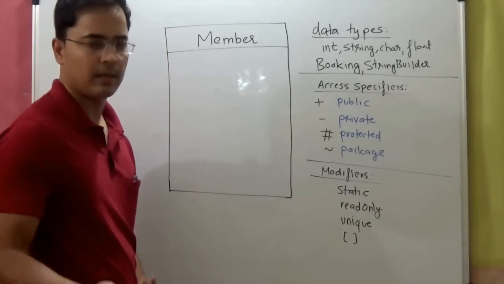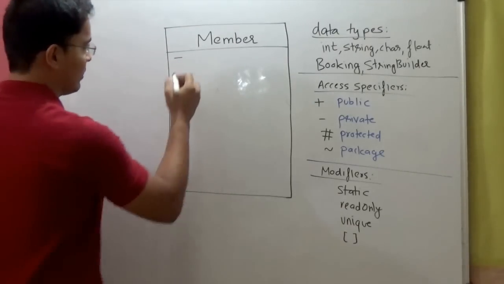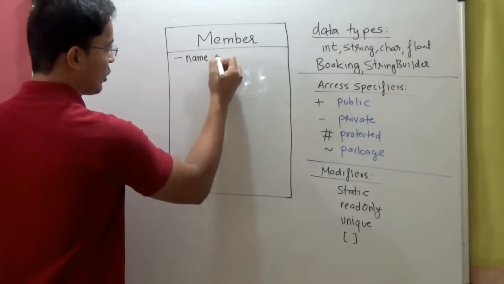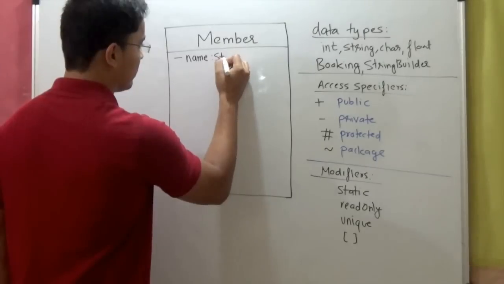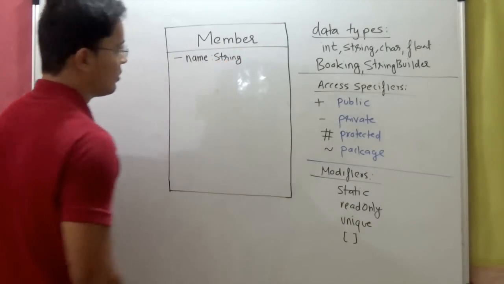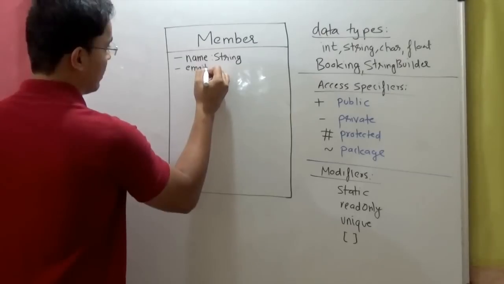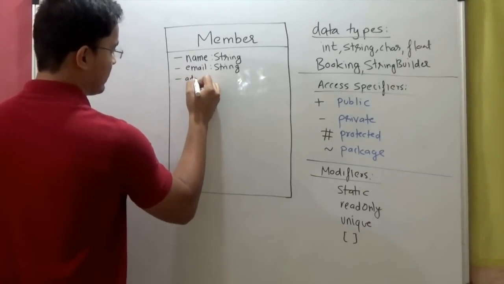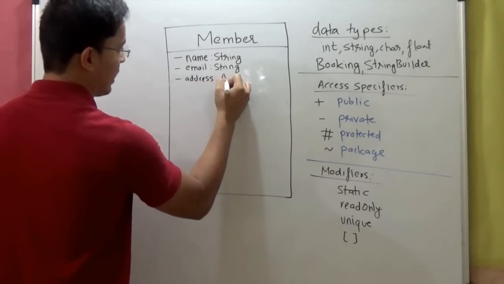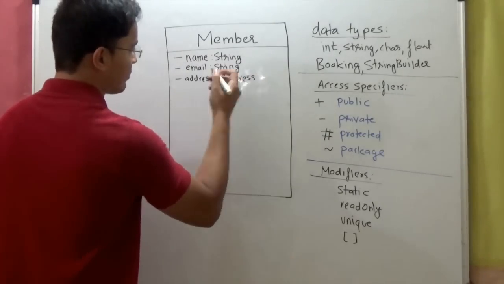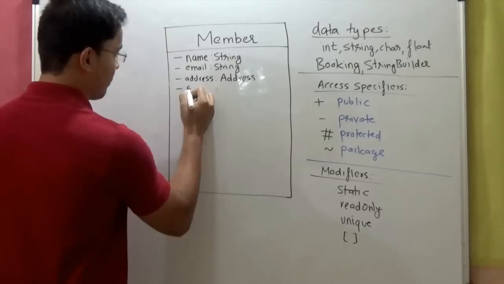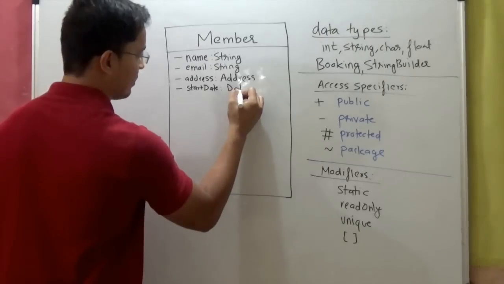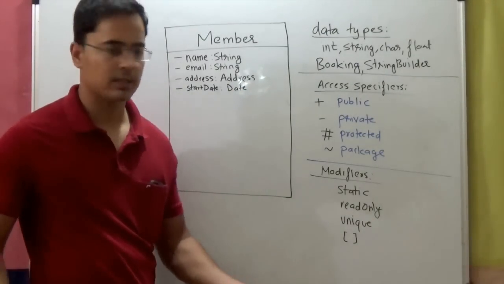My first data member, I'll declare it as private. I'll say name of the member. For the data type, you have to say colon. Data type will be string, right? This is how you denote your data member. I'll again say private. It will again be of type string. Private, address, name of the variable, of type address, where address will be a class which we can write separately. Private, let's say start date, of type date, right? Date is a class. In most of the languages we have a date class.